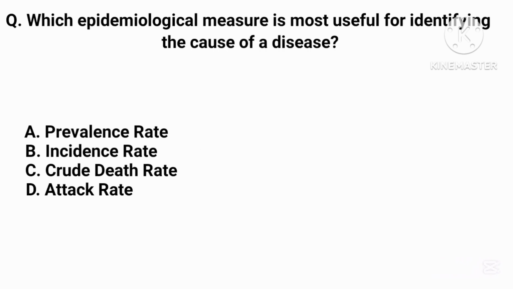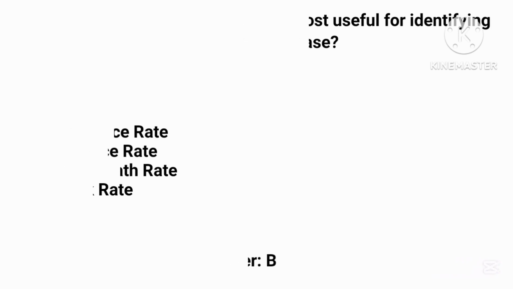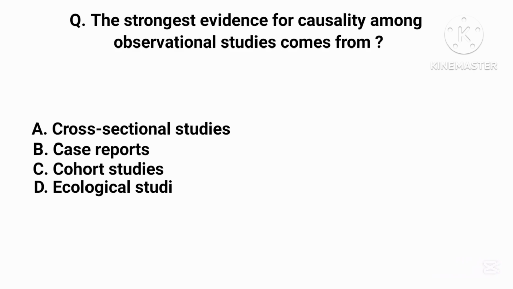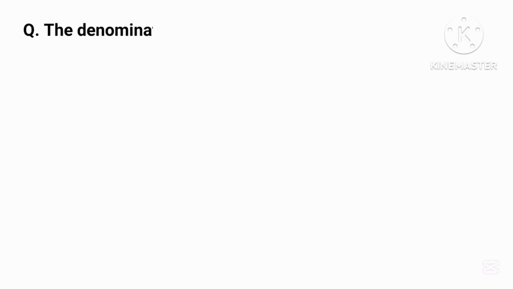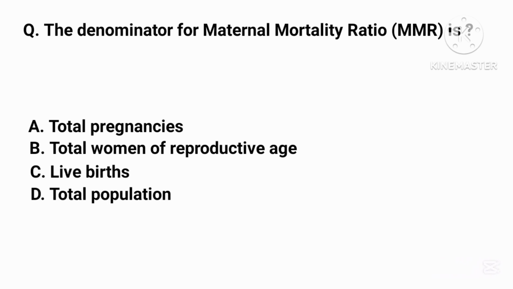Which epidemiological measure is most useful for identifying the cause of a disease? Correct answer is option B. Incidence rate. The strongest evidence for causality among observational studies comes from. Correct answer is option C. Cohort studies. Which measure reflects the burden of disease in a population? Correct answer is option B. Prevalence. The denominator for maternal mortality ratio is.